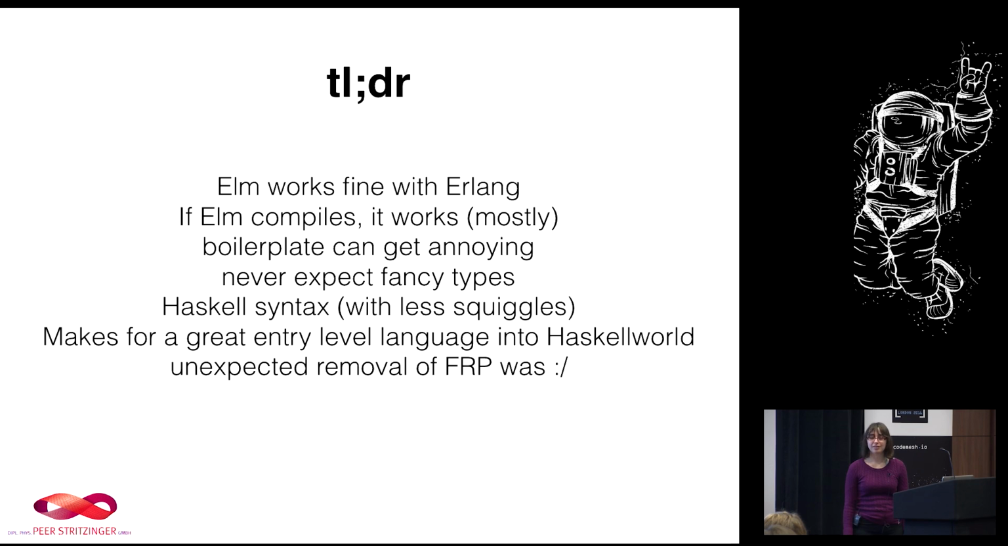So if you were dozing off, I might inflict on you an extra summary. So Elm works fine. If Elm compiles, it works most of the time. Boilerplate gets annoying after a while, and you should never expect fancy types from them. They're never going to do that. Don't expect type classes. And it's Haskell syntax with fewer squiggles. And I think it's a great beginner language if you want to get into Haskell later on. And the unexpected removal of FRP for us was a bummer.